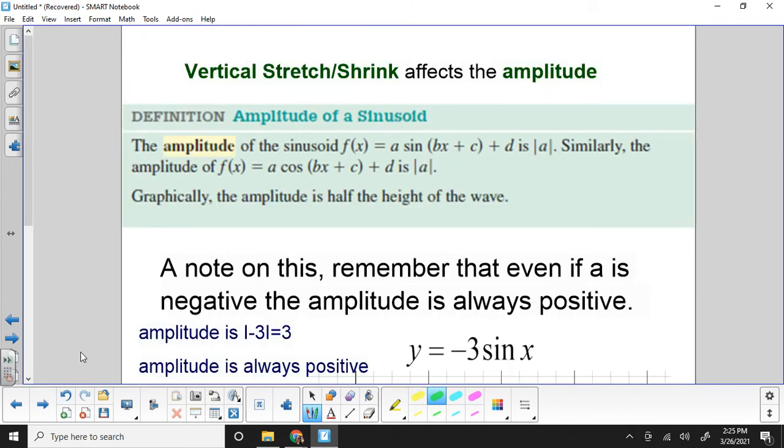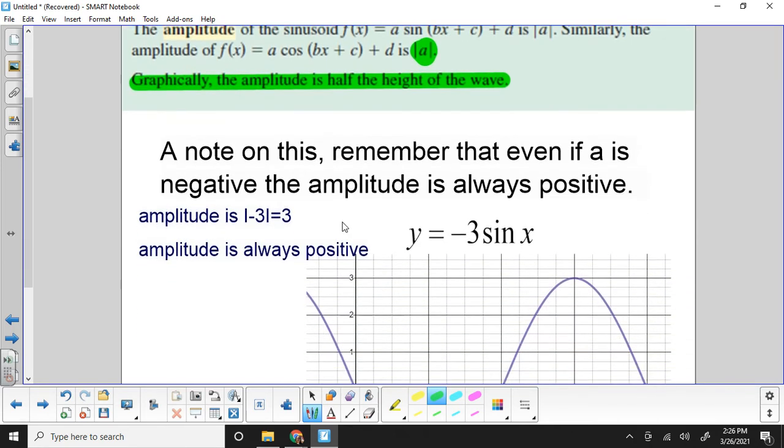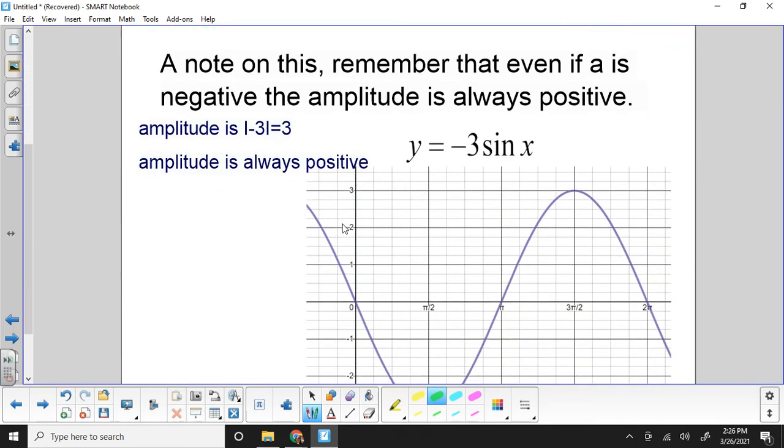Let's take a look at amplitude, or the vertical stretch or shrink. The amplitude of the graph is always found by taking the absolute value of A. Graphically, it's half the total height of the wave. Now be careful, that can be a little confusing. I have a picture for us to look at.